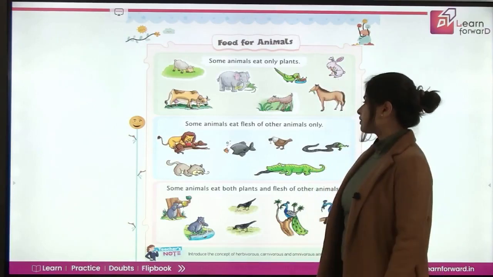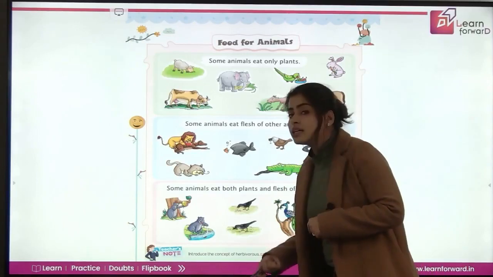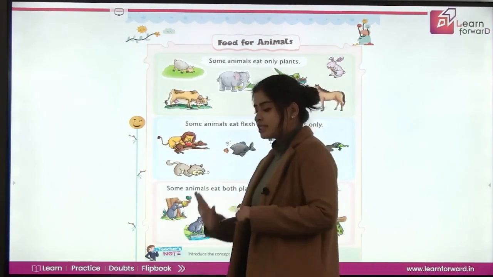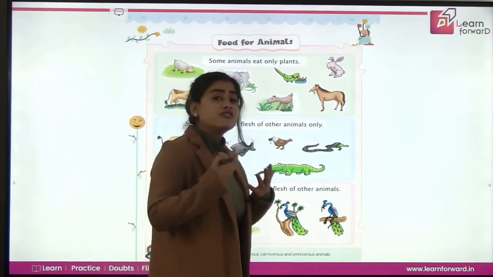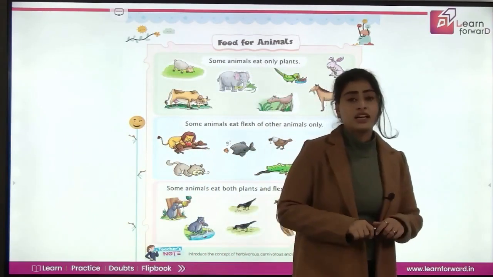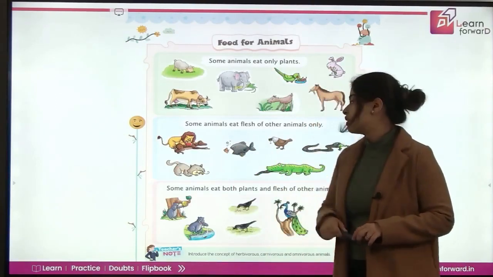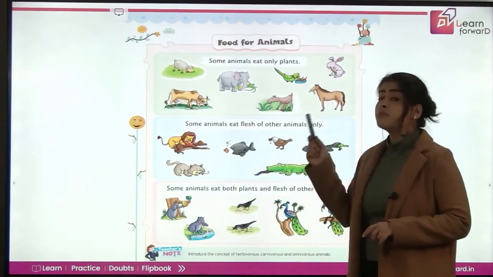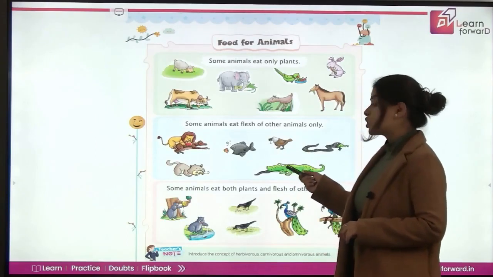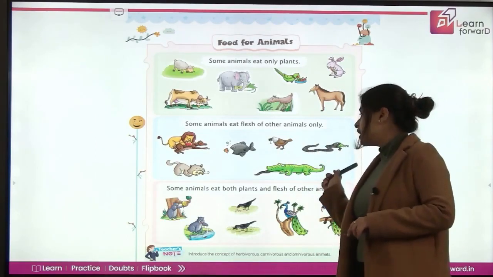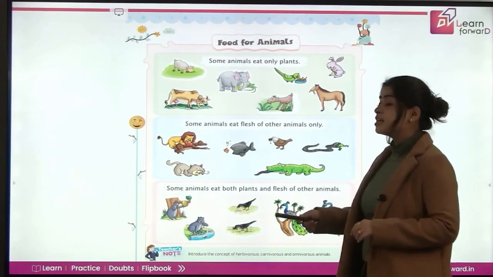Okay, next are some animals eat flesh of other animals. कुछ animals ऐसे होते हैं जो दूसरे animals को ही खा जाते हैं या फिर उनका flesh, उनकी muscles खा जाते हैं, ठीक है. वो animals कौन कौन से होते हैं? Like lion, cat mouse खाती है, right? Fish, bird, crocodile and snake. Okay, snake खाता है frog and crocodile खाता है snake को.